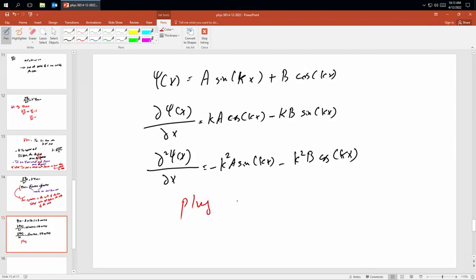Now let's plug this into psi squared of x, v of x plus k squared of psi of x equal to 0. I just call this equation 1. So we're going to plug this in, right? Here's your psi over here. Psi squared of x is over here, right?